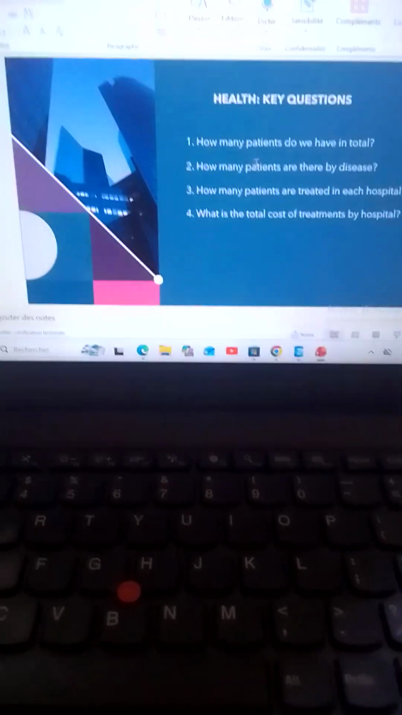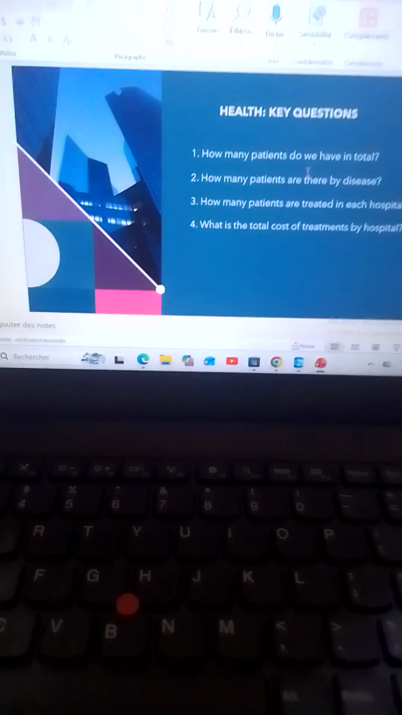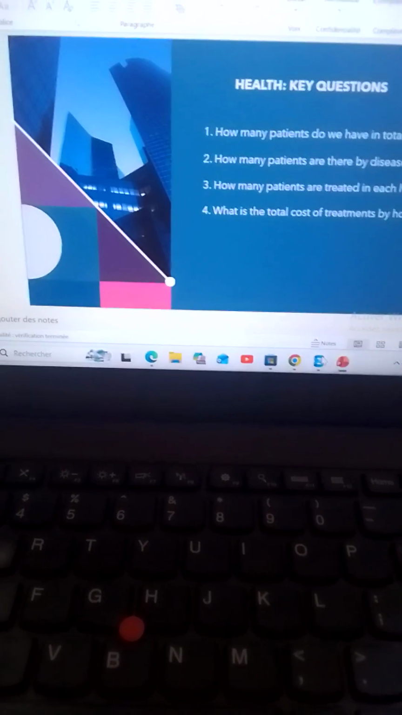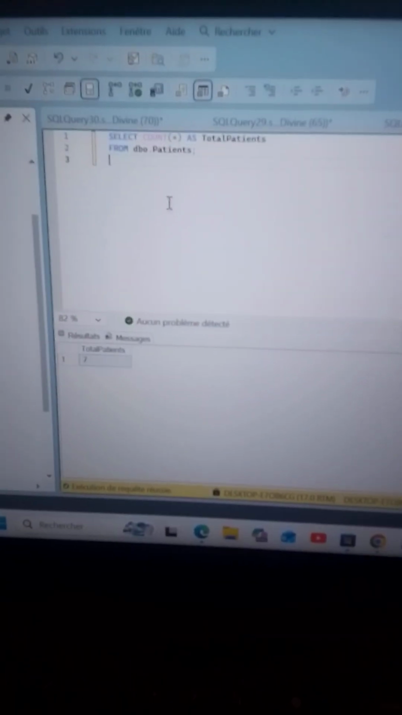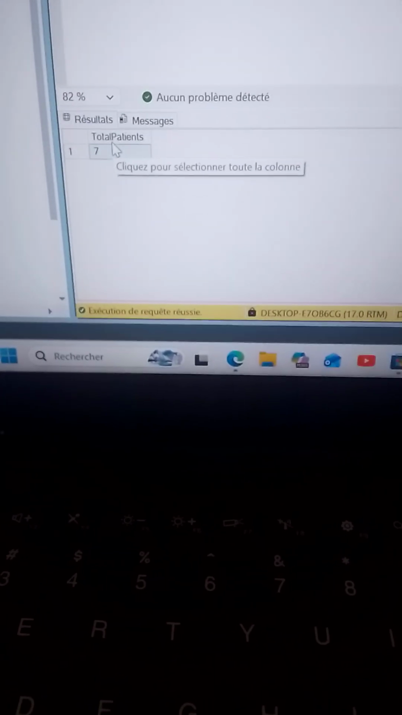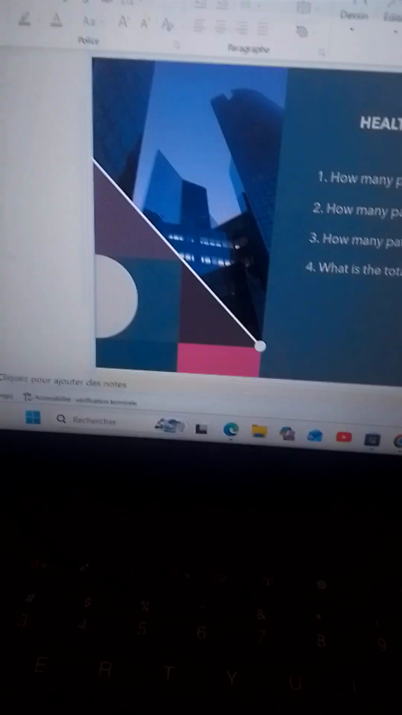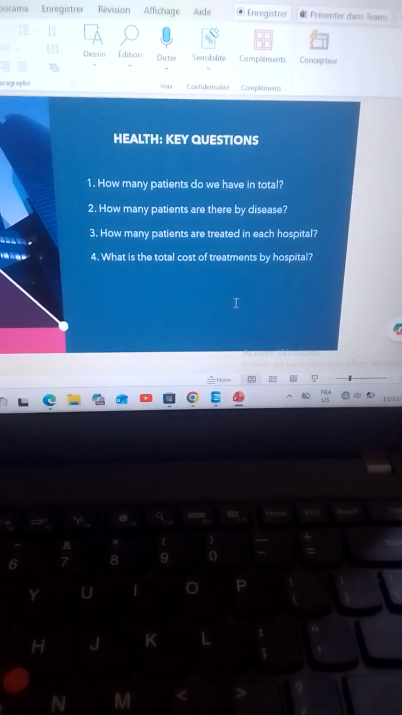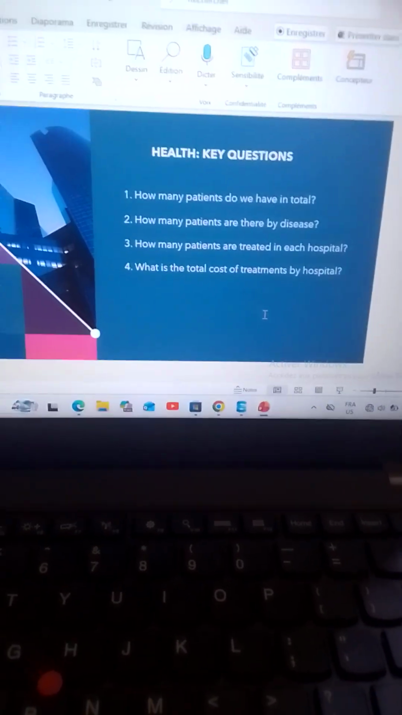Healthcare question: how many patients do we have in total? Let's go see the answer. This is the code I used, and this is the answer. There are 7 patients. So the second question is, how many patients are there by disease?